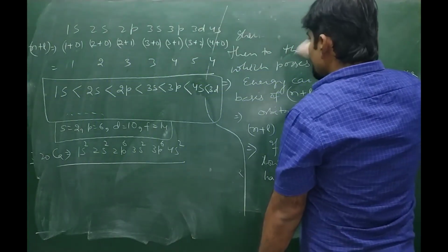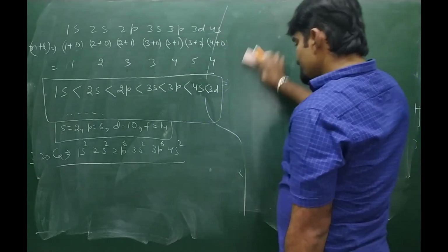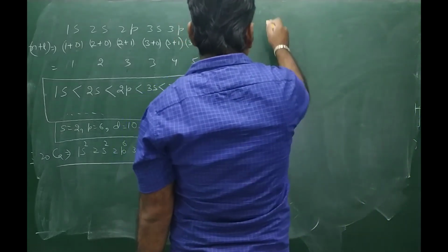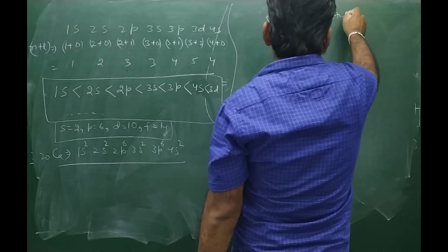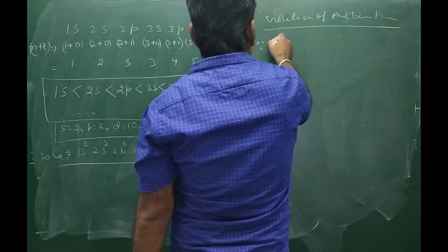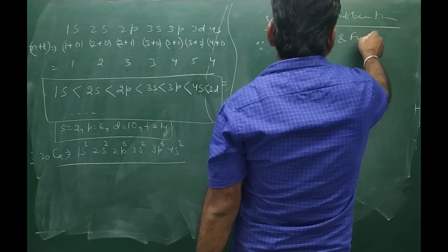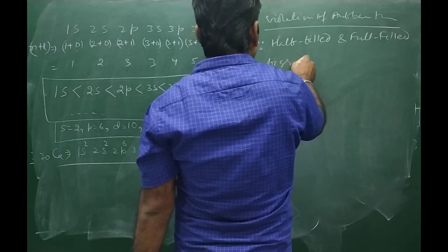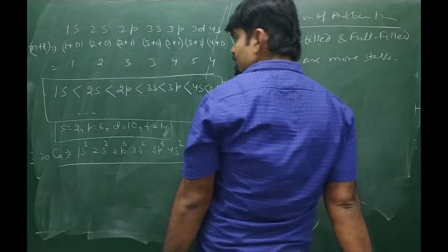Now there is violation of Aufbau principle. There are some configurations which violate the Aufbau principle because of getting symmetry. Since we know that half-filled and fully filled configurations are more stable.